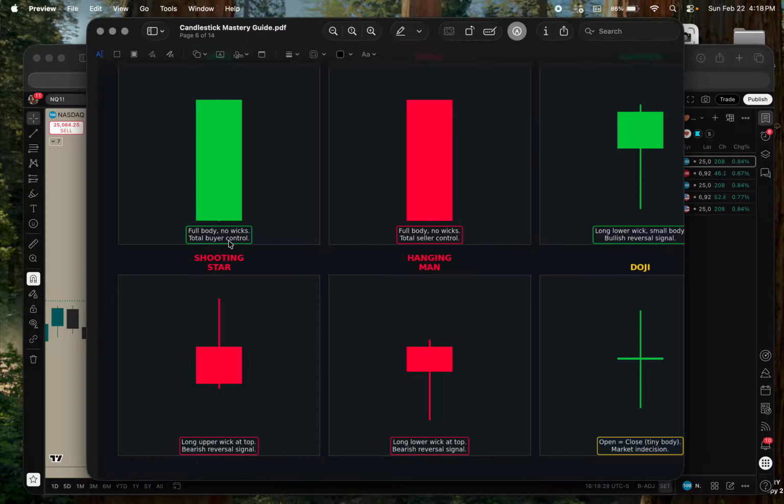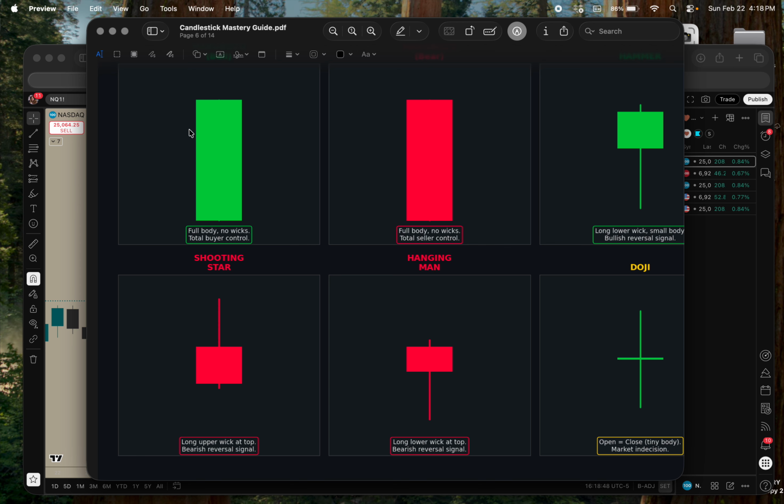And the interpretation, which I'll give everyone in this PowerPoint, says it's total buyer control. There is no confusion right here. Buyers were completely stepped in. So if you're trading and you see this candle, you're like, oh man, I'm going to buy, because there is no question that price is strong.